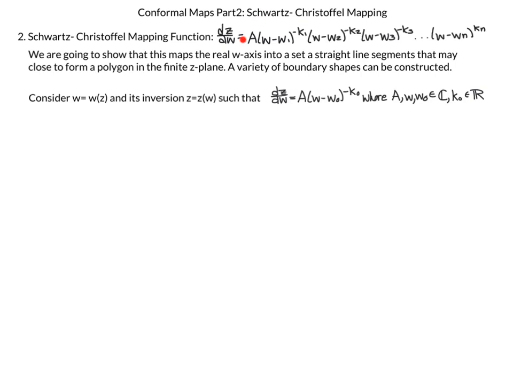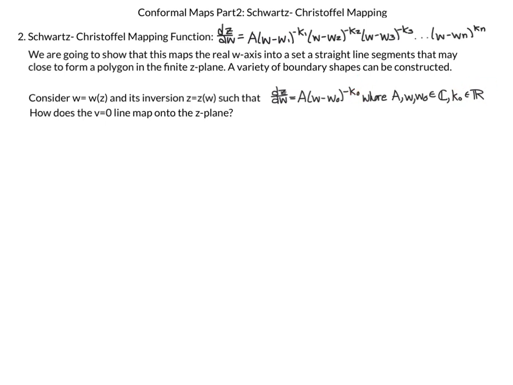We are going to start by taking a single factor, just one of these factors, and we're going to start with the 0th. So instead of starting with 1, we're going to start with 0. So dz/dw equals A (w minus w_0) raised to the minus k_0. And this is how z is changing with respect to w. So A is a complex number, and w and w_0 are both complex numbers. That's what this C with a line is supposed to suggest, a bold C. So these are all complex numbers. Also w minus w_0, a complex number minus a complex number, is a complex number. And this k_0 is our exponent, so it's a real number.